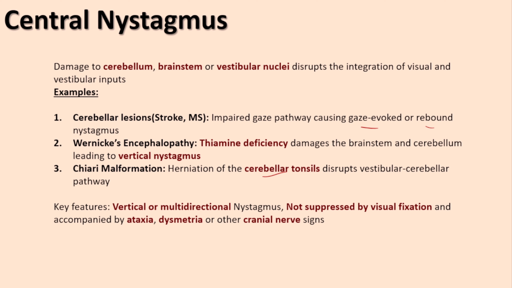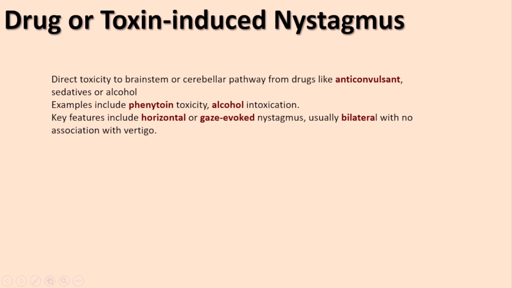Another point, and another source of mistake that you can make in the exam, is that there are several other neurological symptoms that would be associated with central nystagmus, and sometimes a student misses those symptoms and misses central nystagmus. Another cause of nystagmus is drug or toxin induced nystagmus, and this is direct toxicity to the brainstem or cerebellar pathway from drugs like anticonvulsants, sedatives, or alcohol.